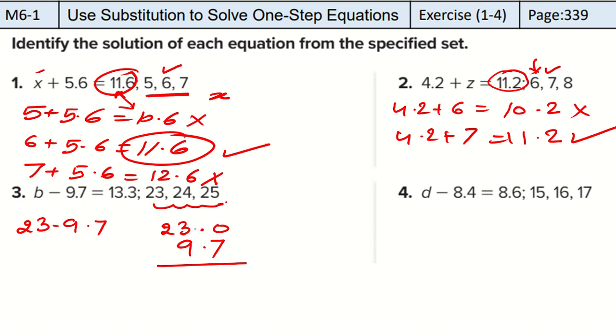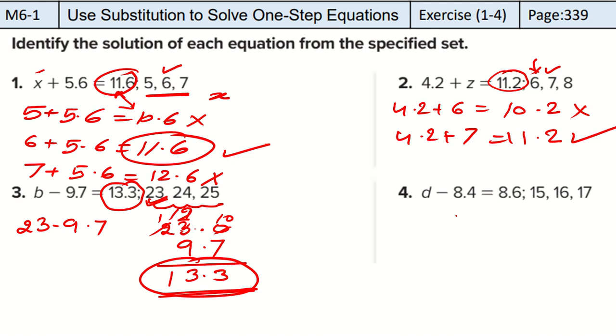Now 0 minus 7 not possible. So take 1 from here. It will become 2 and here it will become 10. 10 minus 7, 3. 2 minus 9 not possible. So take 1 from here, it will become 12, and this will become 1. So 12 minus 9, 3, and then 1 here. 13.3. So luckily we got the first answer same here. So it means 23 is the correct answer.